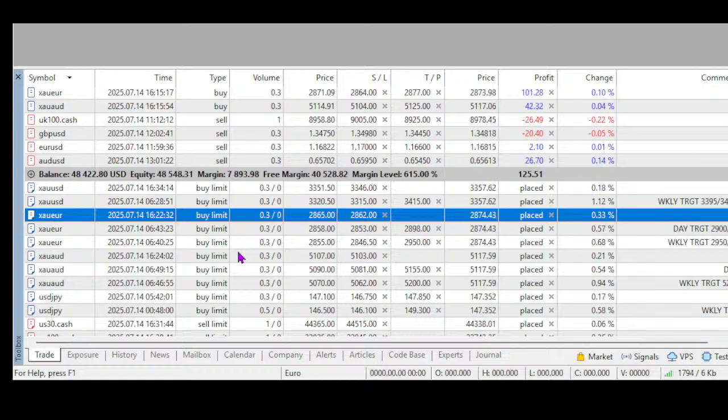Okay, every day we try to make 2 to 3%. That should be our target. And the same thing for our losses, we should not go more than 2 to 3%. So which means to say, like today we made 2%.